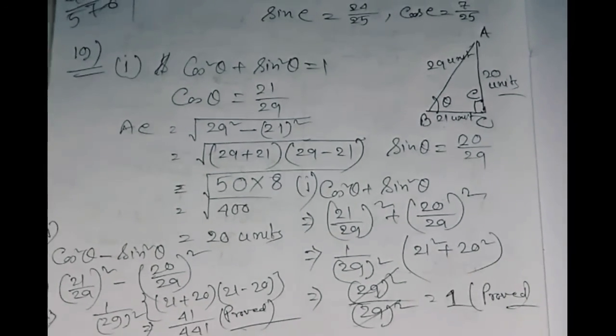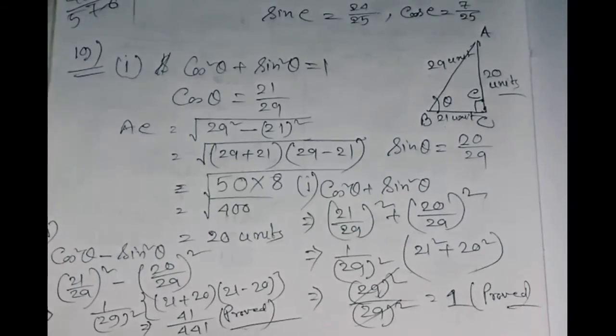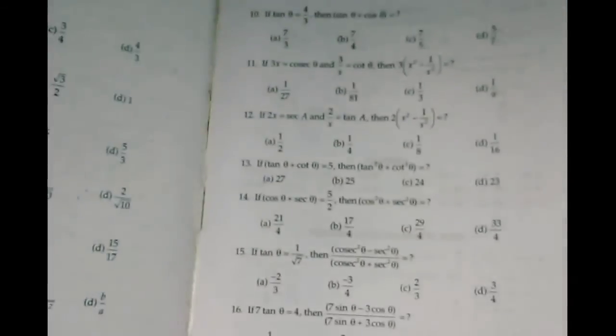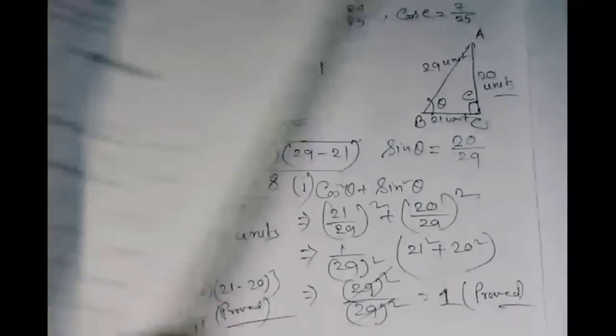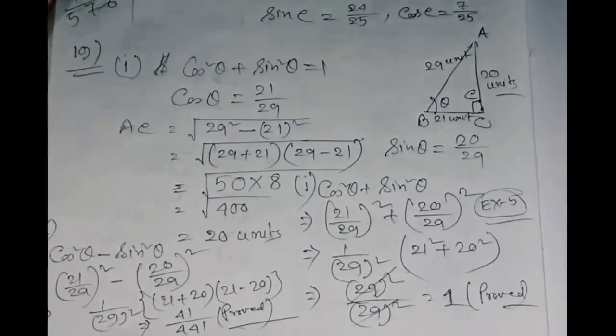So that's it for the rest of the questions of trigonometric ratios. In our next video we will start the trigonometric chapter from CBSE mathematics. We will definitely start trigonometric ratio of particular angles, these questions also, and after that we will start the trigonometric identities. So this is all about the exercise 5, EX5. Okay, so that's it.